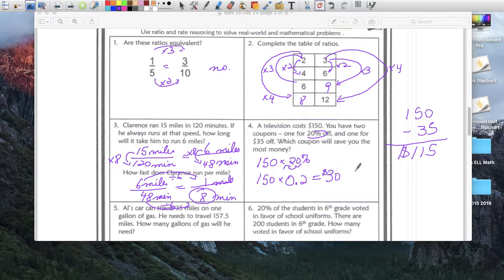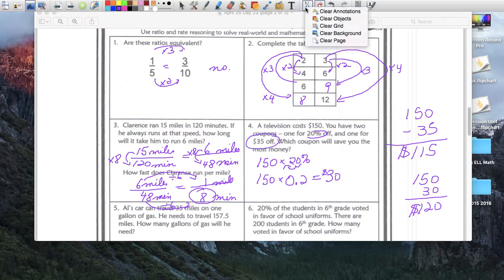All right, so that's how much 20% is. So you go back, the TV was $150, you take $30 away, and you end up with 120. So which one is better? Would you like to use a $35 coupon or the 20% off? Definitely the $35 coupon because it's a higher value.